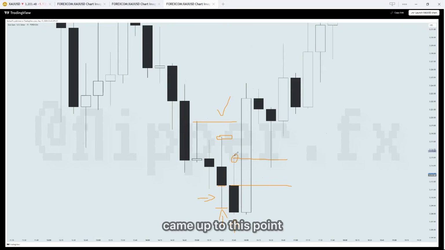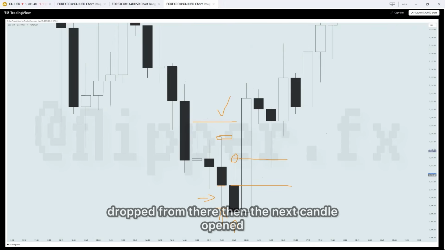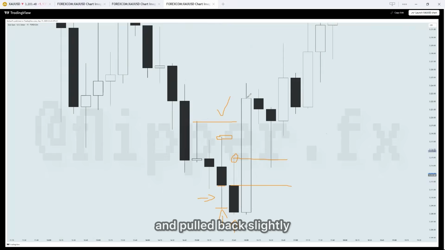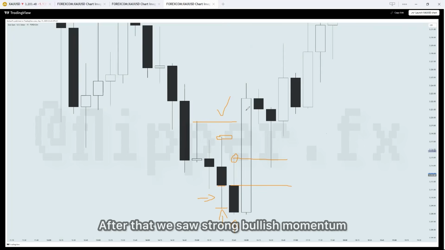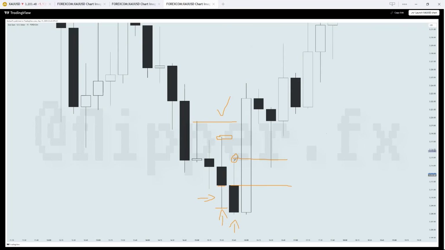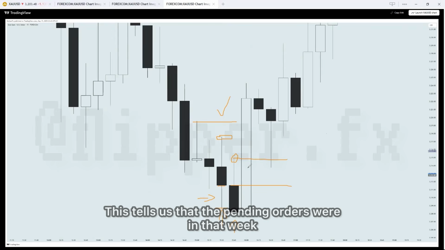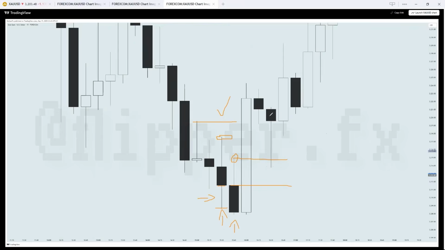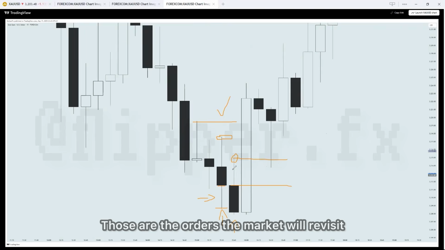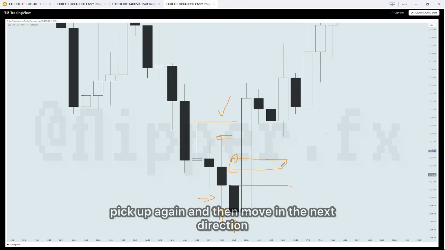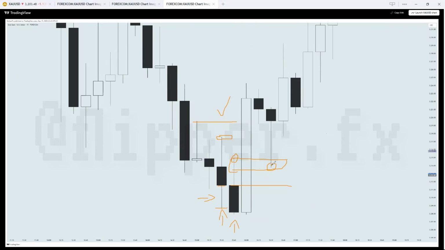Price came up to this point, dropped from there, then the next candle opened and pulled back slightly. After that, we saw strong bullish momentum, a large impulse. This tells us that the pending orders were in that wick. Those are the orders the market will revisit, pick up again, and then move in the next direction.